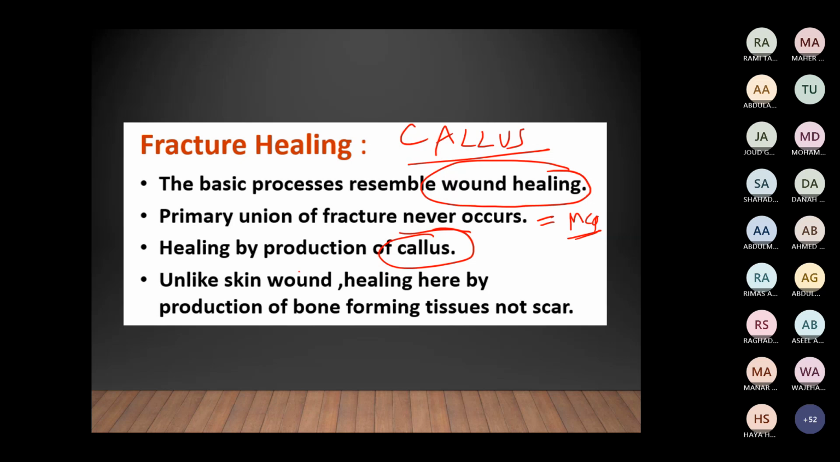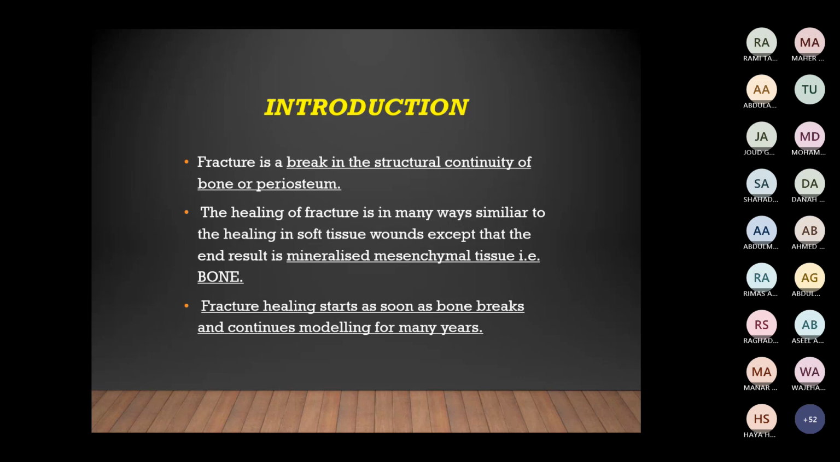What is callus? Healing of the bone is produced by formation of callus. Unlike skin wound, which Dr. Ahmad will teach you, healing here occurs by production of bone forming tissue, not scar. So there is no scar, remember, and instead there is formation of callus, and it will cause the production of bone, that is formation of bone matrix, through the osteoblast. I hope you understand. I'm going a little slower, but I want to finish it before one hour.